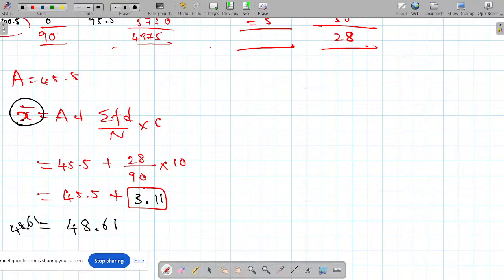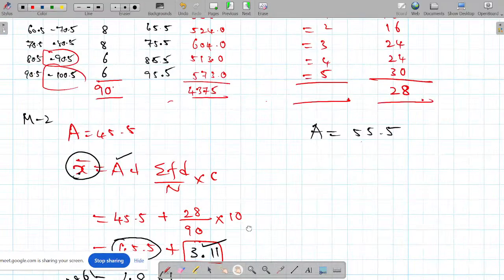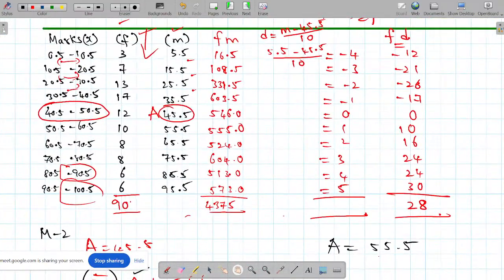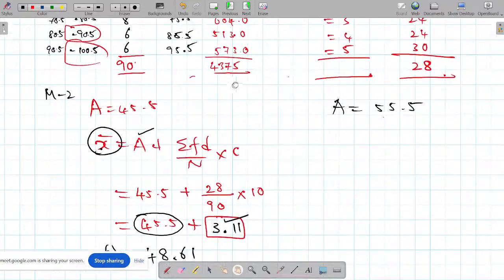Because we used the assumed mean method, we used A as 45.5. What's the value we are getting? This deviation 3.11. Instead, if I take the value A to be 55.5, you may ask me why I have to take 55.5. I don't know whether my mean is going to lie over here or over here, because I have two class centers in the middle. I thought it might be lying over here, so I thought 45.5 could be taken as the assumed mean. If it lies in this class interval, then I'll be assuming 55.5. So now let us check what happens if I take 55.5.